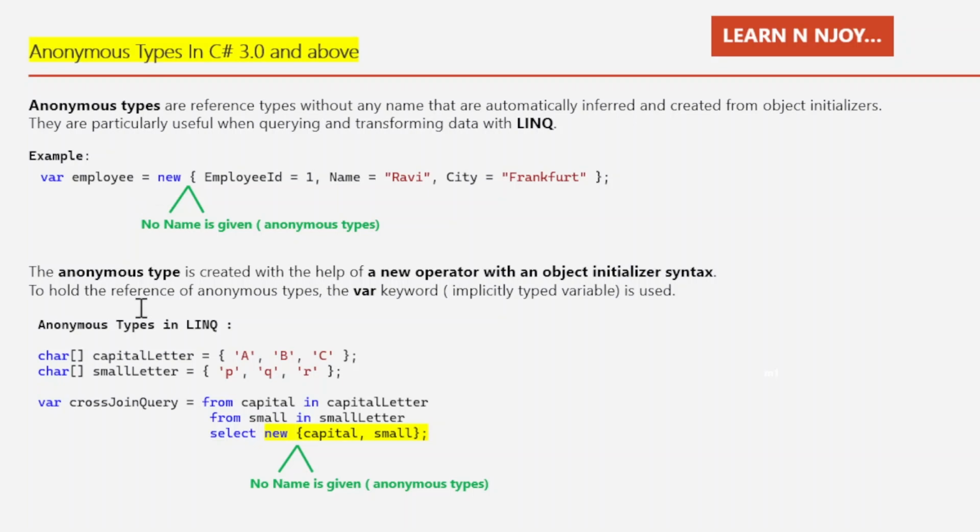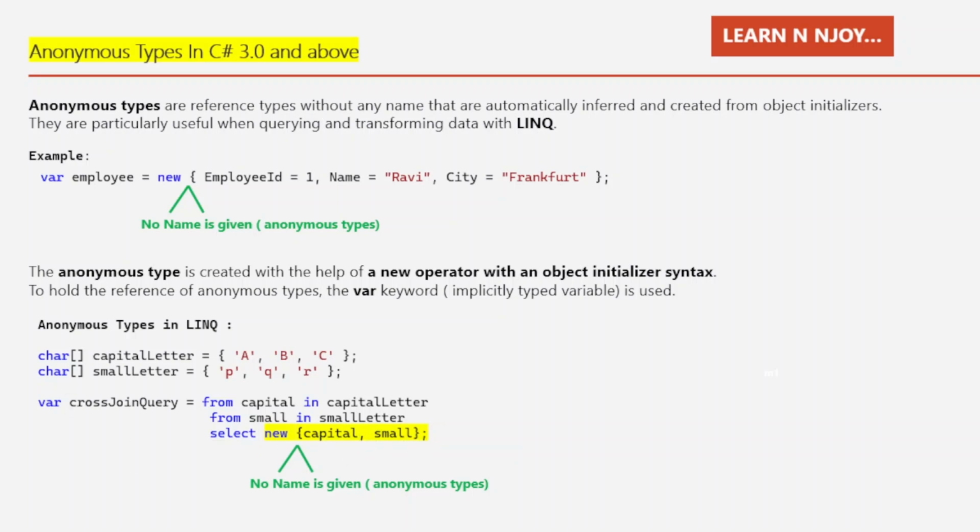Let's see another example where I have used anonymous types in a LINQ query. Here there are two char arrays, capitalLetters and smallLetters. The capitalLetters char array holds three capital letters A, B and C, whereas the smallLetters char array holds three small letters P, Q and R. In the LINQ query I have written: crossJoinQuery = from capital in capitalLetters from small in smallLetters select new { capital, small }; So here I have used an anonymous type to define two read-only properties, capital and small. This is how we use anonymous types in a LINQ query.